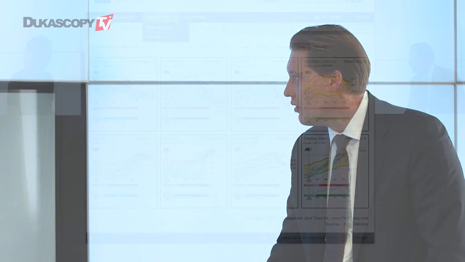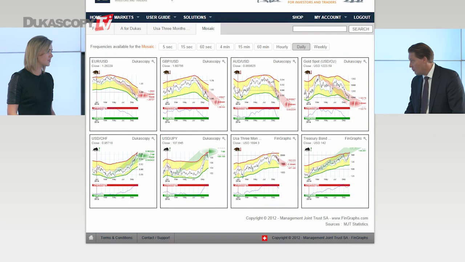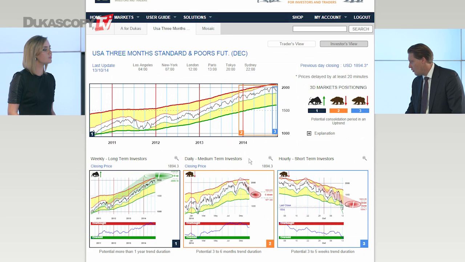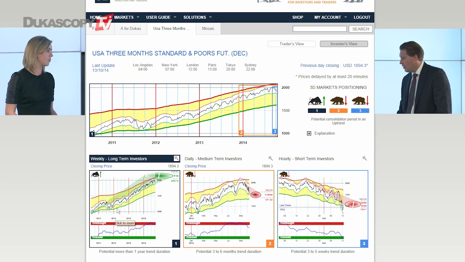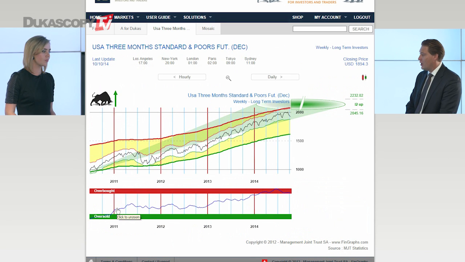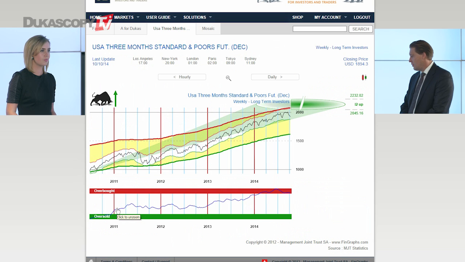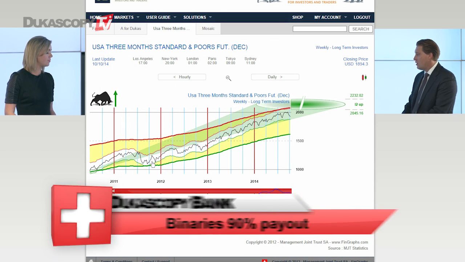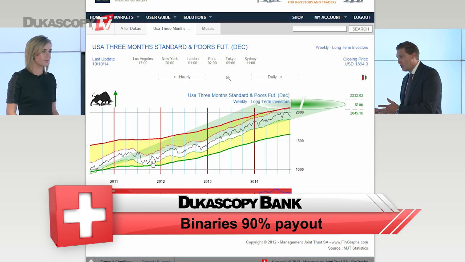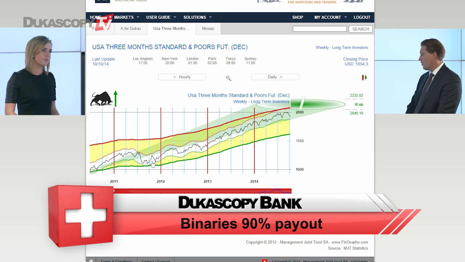So we're back on the FinGraphs Dukascopy mosaic. We have euro dollar, cable, Australian dollar, gold, dollar Swiss, dollar yen, 3 months S&P futures and 3 months Treasury futures. And we'll look at the 3 months S&P futures. Well, we've been in an uptrend now for the better part of 4 years. The last time we've had an important dent was in 2011. We actually broke our daily corrective targets and into impulsive territory.